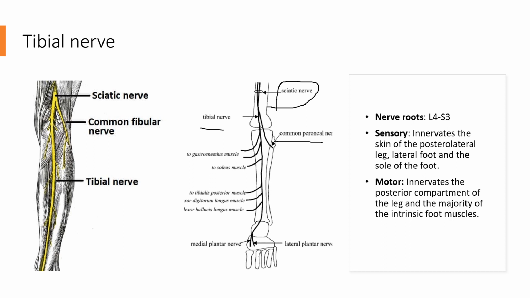Okay. Now the tibial nerve, as it goes down, gives out some branches, like sensory and motor branches. Sensory branches innervate the skin of the posterior lateral leg, lateral foot, and the sole of the foot. Motor branches innervate the posterior compartment of the leg and the majority of the intrinsic foot muscles. It also has two branches, the medial plantar nerve and the lateral plantar nerve.